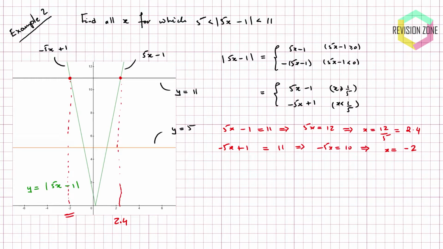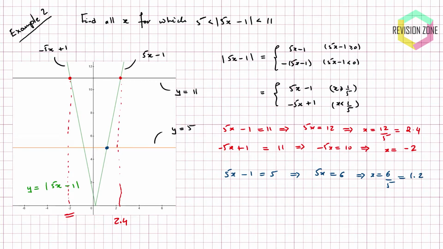Let me go away and work out the other 2 points. So let's focus on this one here. Again, the branch is 5x minus 1, but the y value now is 5. So I'm going to solve those simultaneously. So it's going to be 5x minus 1 equals 5, which tells me 5x has to be 6, which tells me x has to be 6 over 5, which I believe is 1.2.